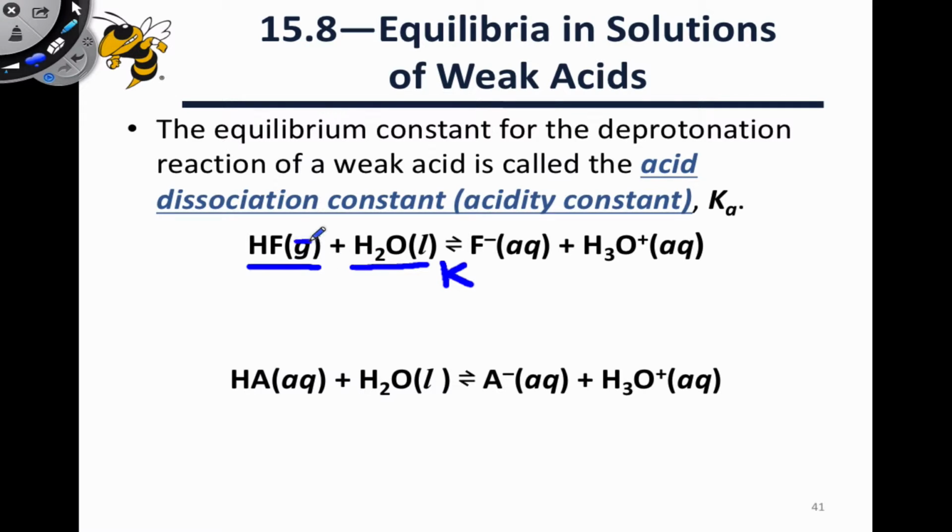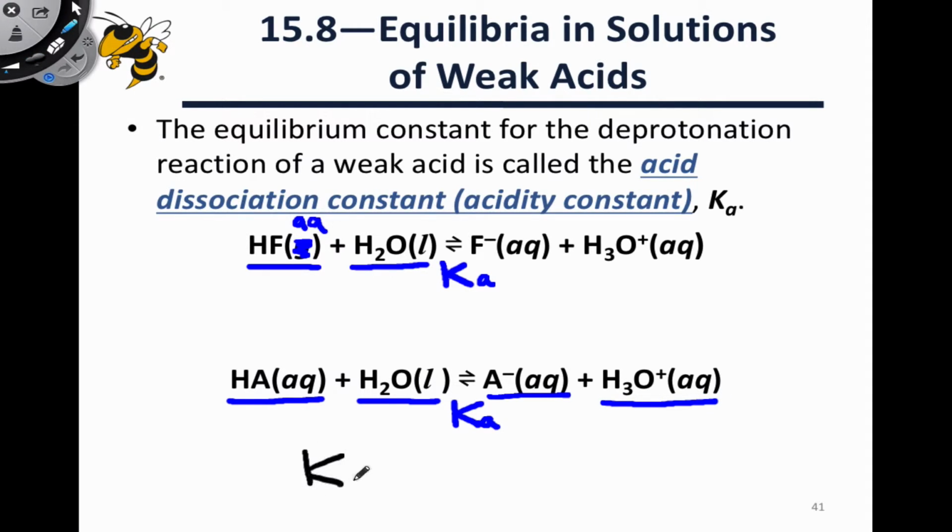And just a little correction here, the acid should always be aqueous in this process. This equilibrium constant has a special name. It's known as Ka, and the general reaction associated with any Ka value is always, again, the reaction of the aqueous acid with liquid water to produce the conjugate base and hydronium ion.